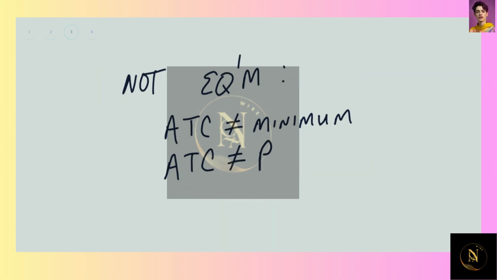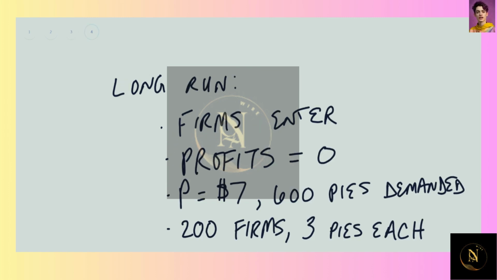Now, this is not an equilibrium. Why? Because average total cost is not at its minimum. Furthermore, average total cost does not equal price. So this is not an equilibrium. How do we get to equilibrium? Well, more firms are going to enter the market in the long run. When that happens, profits will go down and down and down until economic profits become 0.